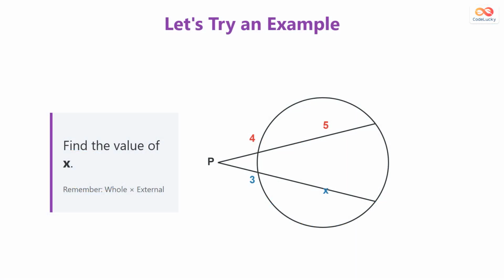Let's apply this to a problem. We need to find the value of x on the top secant. We have an external part of 4 and an internal part of 5. On the bottom secant, the external part is 3 and the internal part is x.